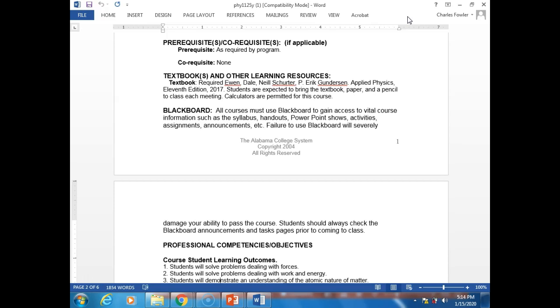So you're expected to bring the text to class and paper and pencil. We're going to be working problems. Physics is working problems. So we'll be working problems. So bring paper and pencil to class. Now, if you prefer ink, I'm okay with ink. Someone else wrote this, so I left it as they did it. Okay? Calculators are permitted and I would say encouraged in the class.